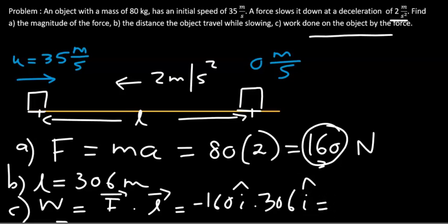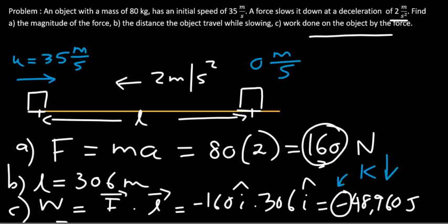So when you do the dot product, we get a negative result for the work, which is minus 48,960 joules. The minus sign indicates the direction of that force and displacement are opposite to each other. Another conclusion that can be reached from this negative sign for work is that the kinetic energy decreases, meaning the final kinetic energy is less than the initial kinetic energy.